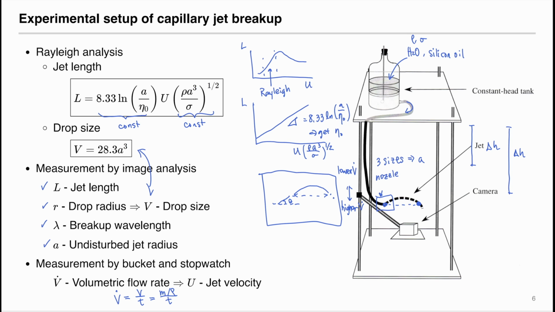In this video, we discussed the capillary jet formation, and how the jet length depends on the jet velocity for laminar flow. We looked at how Rayleigh's analysis can help us predict jet length and drop sizes, and how Weber's analysis relaxes some of the assumptions made by Rayleigh. Finally, we looked at how to set up an experiment to characterize the capillary jet breakup by looking at jet length, drop size, and breakup wavelength using image analysis.